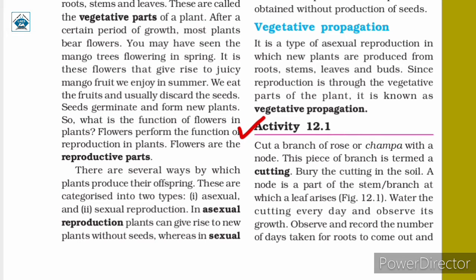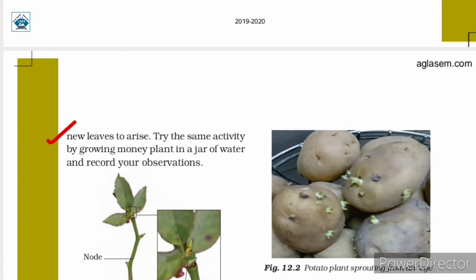Activity 12.1. Cut a branch of rose or champa with a node. This piece of branch is termed a cutting. Bury the cutting in the soil. A node is a part of the stem or branch at which a leaf arises. Water the cutting every day and observe its growth. Observe and record the number of days taken for roots to come out and new leaves to arise. Try the same activity by growing a money plant in a jar of water and record your observations.